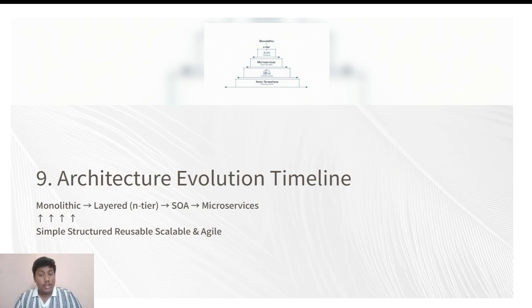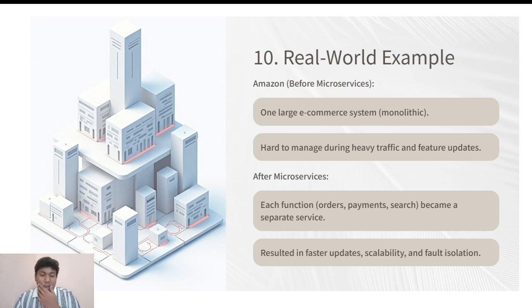And then we move on to a real-world example, Amazon. Initially, Amazon used a large monolithic e-commerce system. As the business grew, they faced challenges with scalability and deployment. They then made components like orders, payment, and recommendations into separate services. This improved their speed, reliability, and performance.